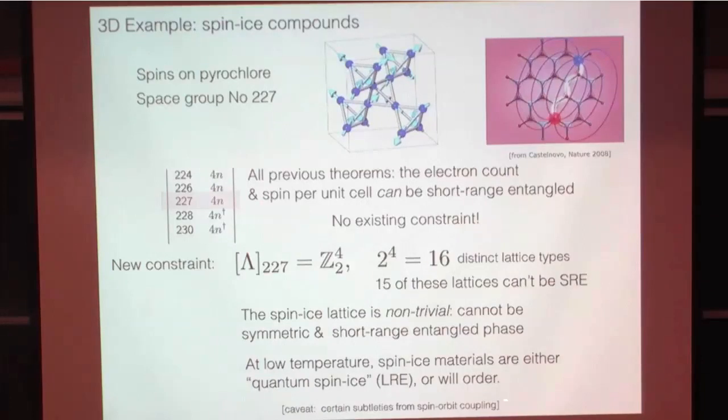So there are certain subtleties here about whether the proof works with spin-orbit coupling. It does, yeah. I mean, our proof does actually apply for the simplest spin ice Hamiltonians. So hopefully we can generalize it to all the details.